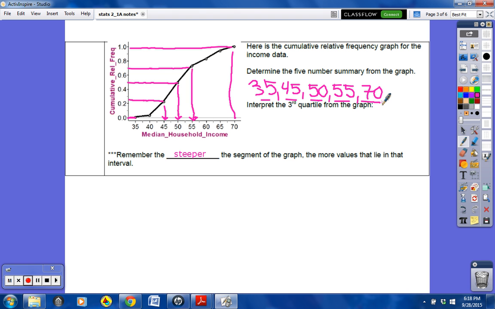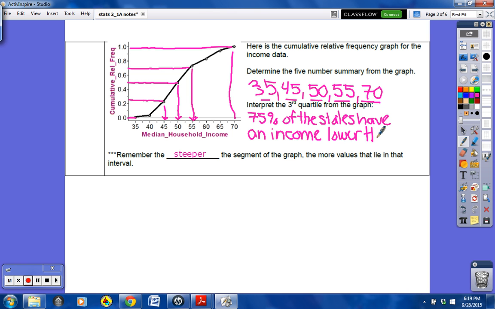Now, if I want to interpret the third quartile from the graph, then I would say 75% of the states have an income lower than, and now I'm going to go ahead and look at what is my third quartile. What is that 75%? And that is 55,000.